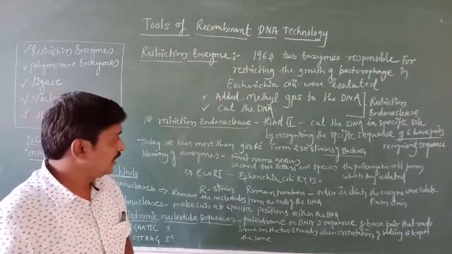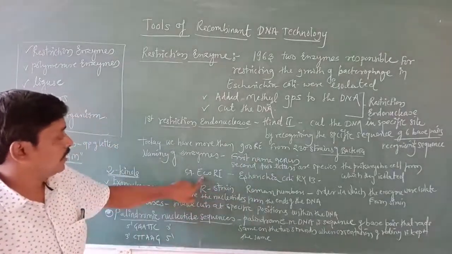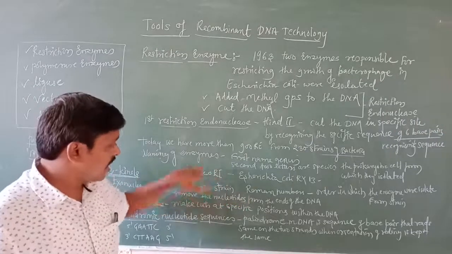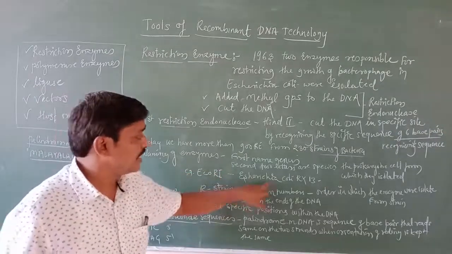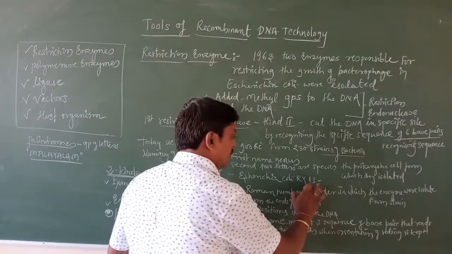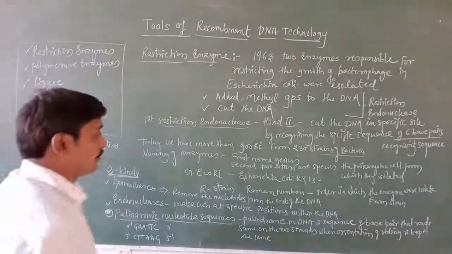Understood? Prokaryotic cell. The first name is the genus. For example, here EcoRI comes from Escherichia coli RY13. Understood?